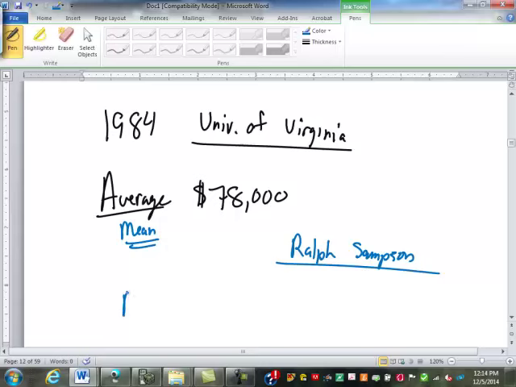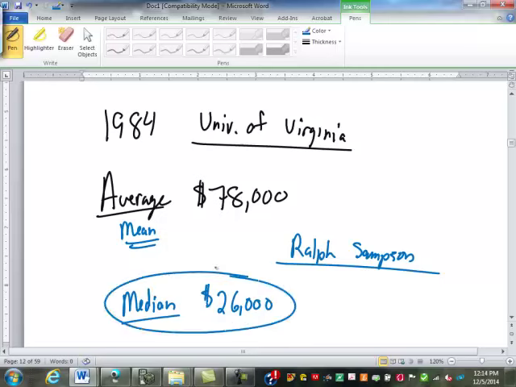The median was $26,000. Mr. Sampson was the only person in that group that made more than $33,000 that year. So there's an example that shows why the median is a more stable predictor than the mean.